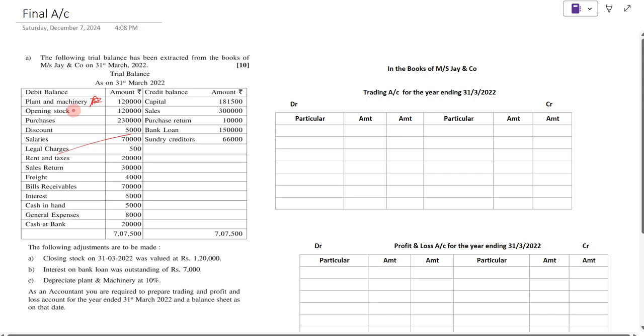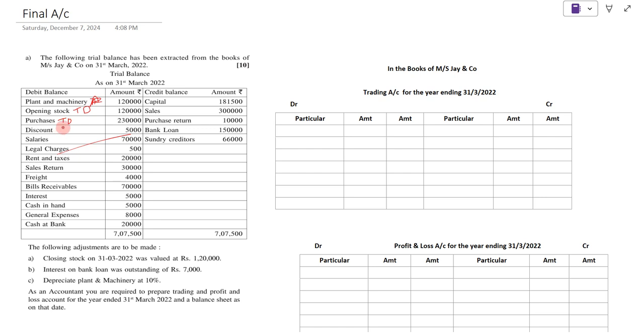Opening stock, trading account, debit side, so I will write TD. Now purchases also will go in trading account, debit side. Why am I writing this? T stands for trading and D stands for debit side. We have to know which entry goes in which side. Some entries will go in trading account debit side, some entries will go in the trading account credit side.